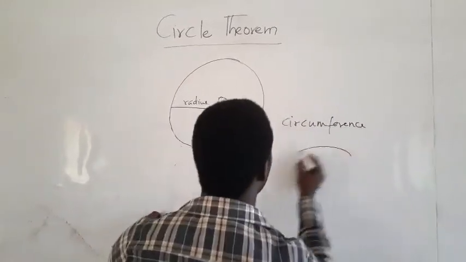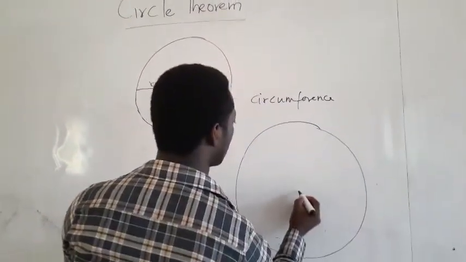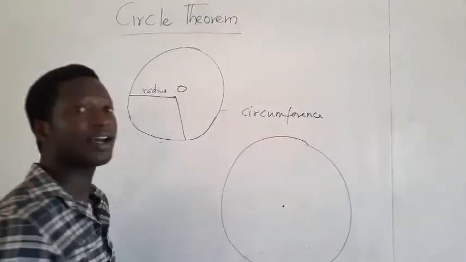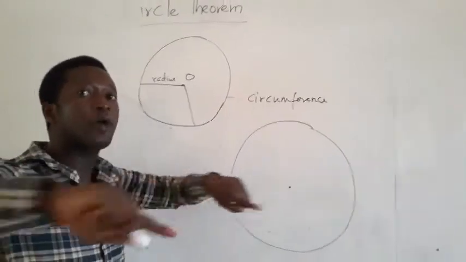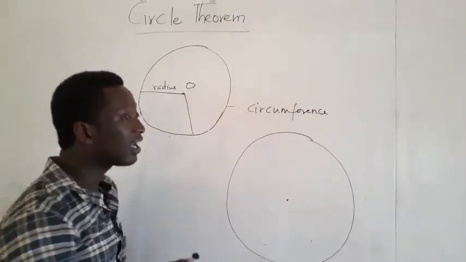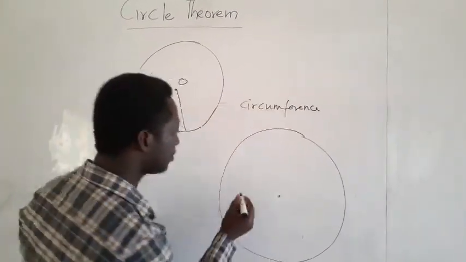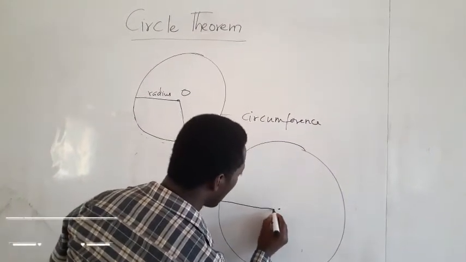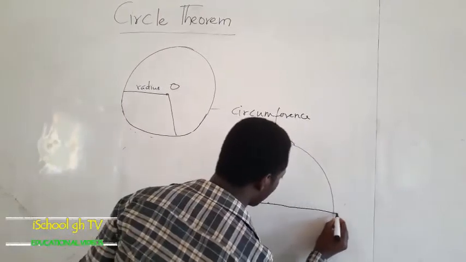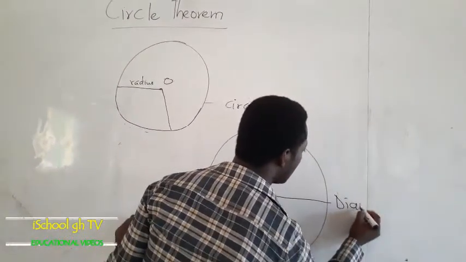Now, if I draw a line such that that line divides the circle into 2 equal parts, then that line is said to be diameter. So that line passes through the center and divides the circle into 2 equal parts. Then that line is said to be a diameter.